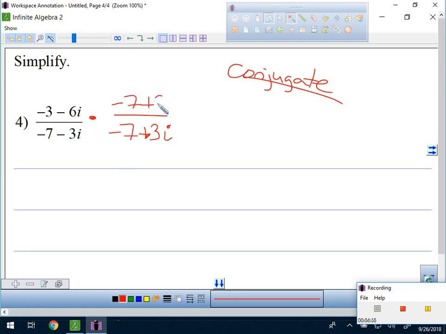And what's going to happen is we're going to multiply top and bottom. So this turns into a very lengthy FOIL problem. So you've got to FOIL the numerator and you've got to FOIL the denominator. So that's what we're going to do. Let's tackle this. Well, I'm going to start with the numerator.